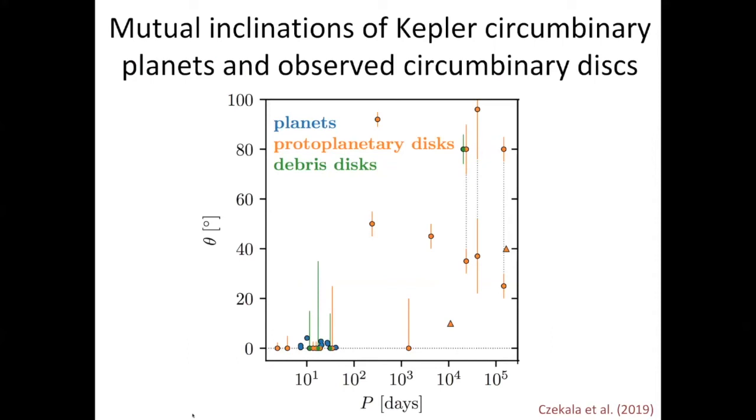The alignment timescale for a circumbinary disk increases with binary separation and at some point becomes longer than the lifetime of the disk. So as a result, we expect misaligned planets to be more likely around binaries with longer orbital period.